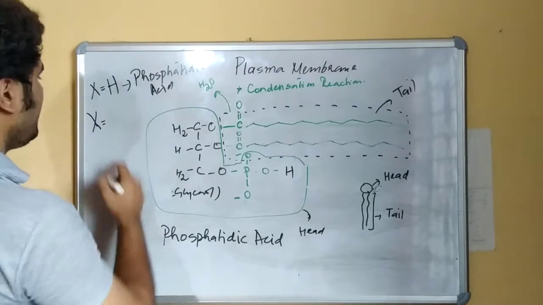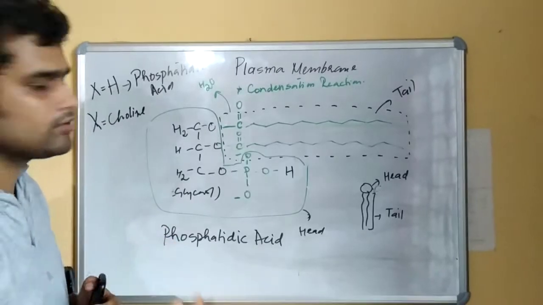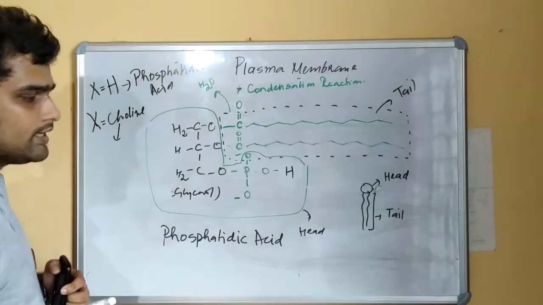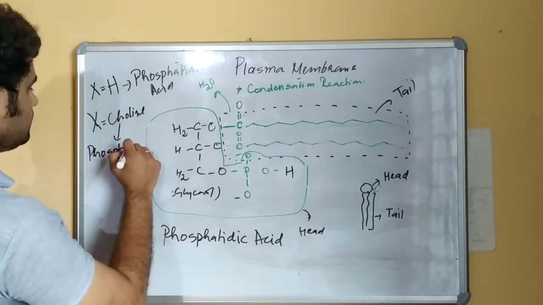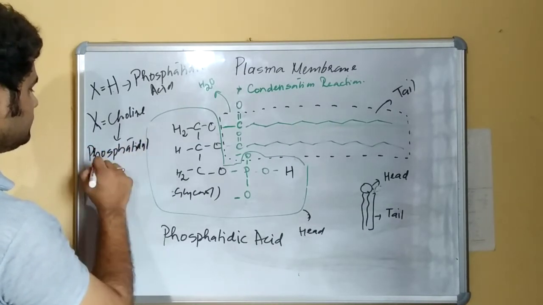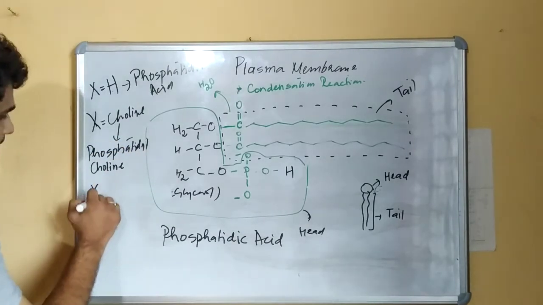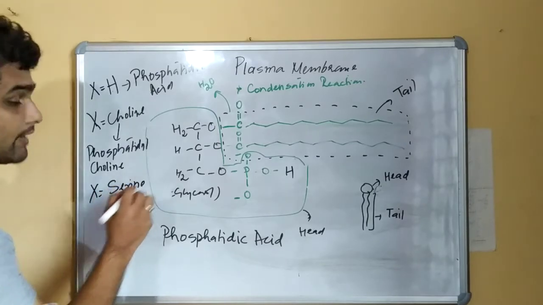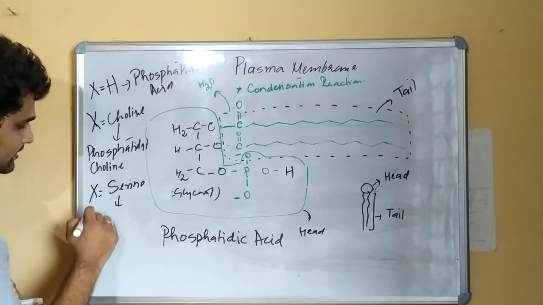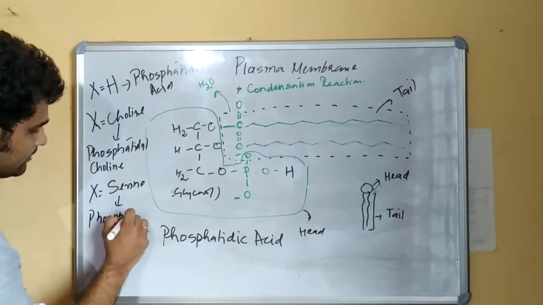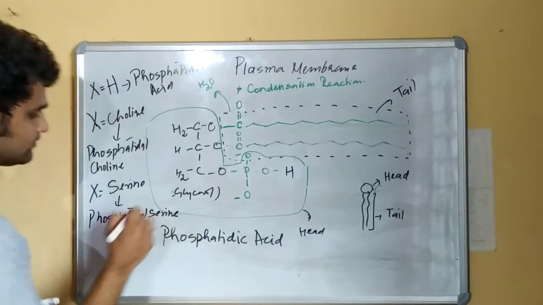If X is choline, there is a molecule called choline here, it's an alcoholic molecule. If X is choline, then the entire molecule will become phosphatidyl choline, alright? If X is serine, serine is an amino acid, okay? If X is serine, then the entire molecule will become phosphatidyl serine, right?